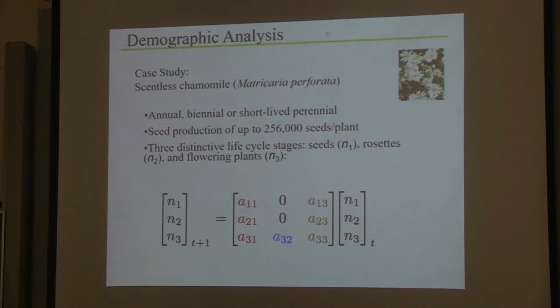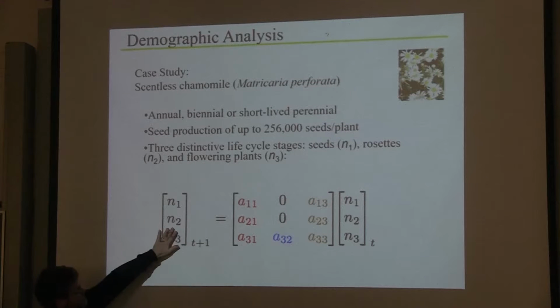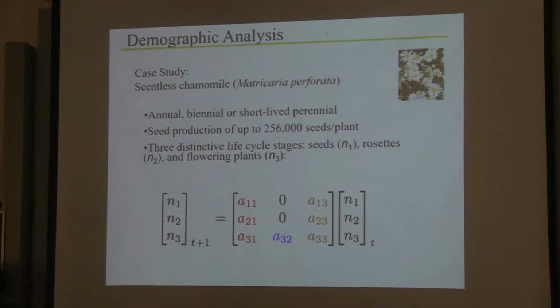Okay, let's try that here. And here we see our friend again, that innocuous looking scentless chamomile. And first of all, this is an incredibly fecund plant, okay? It produces about 250,000 seeds, which is absolutely phenomenal, right? Here's our matrix.